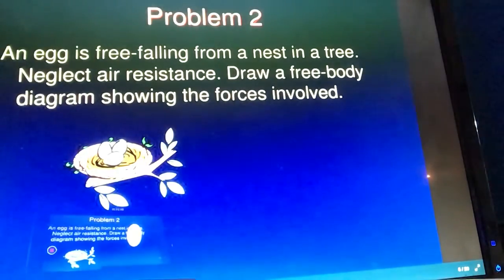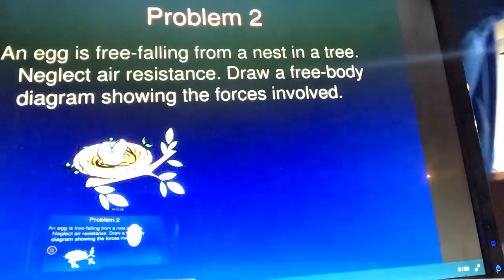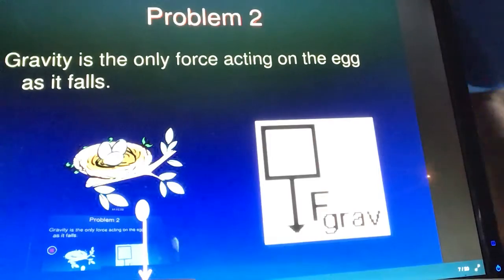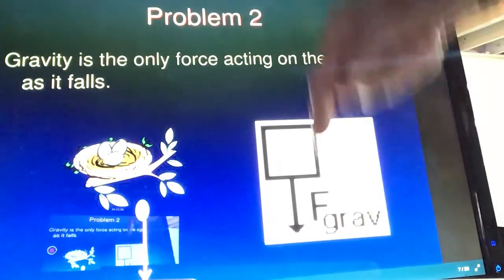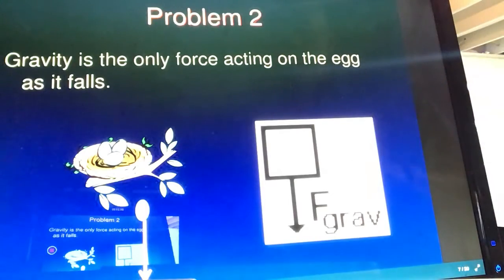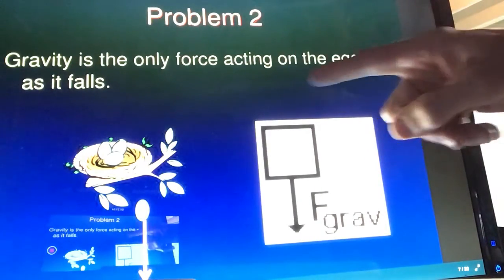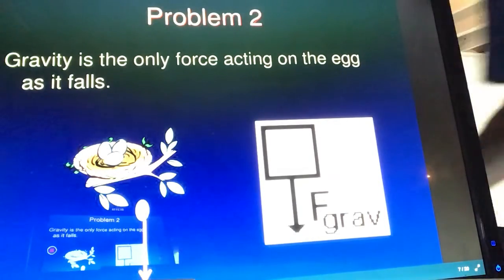An egg is free falling from a nest in a tree. Neglect air resistance. Okay, so that means ignore it. Draw a free body diagram showing the forces involved. So you're going to draw your square. Since it says neglect air resistance, you've just got gravity acting on it. It's falling straight down. If you did include air resistance, you would have an arrow pointing up here with F air. Like a skydiver.